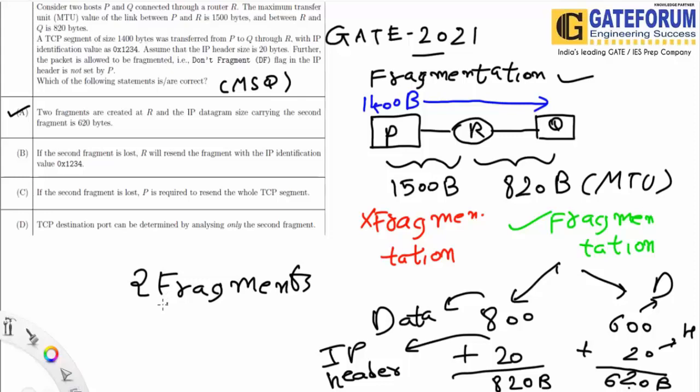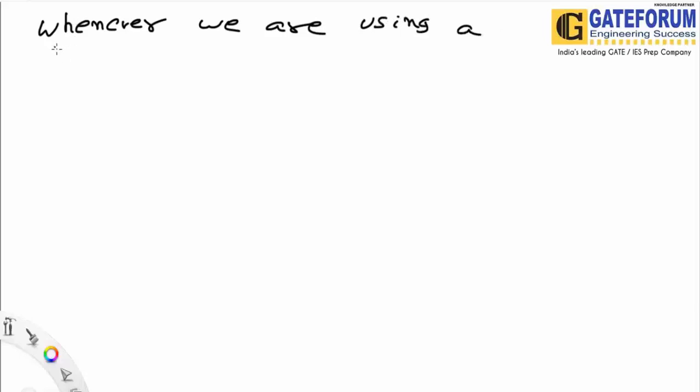Now the second statement: if the second fragment is lost, R will resend the fragment with the IP identification value 0x1234. Yes, so R would be required to resend the fragment. But generally, always understand the concept, whenever we are using a connection oriented protocol.